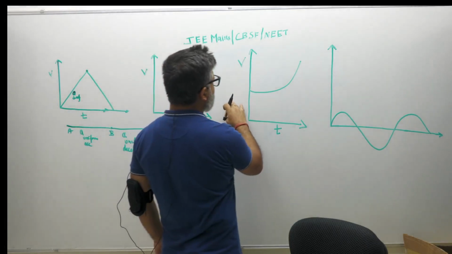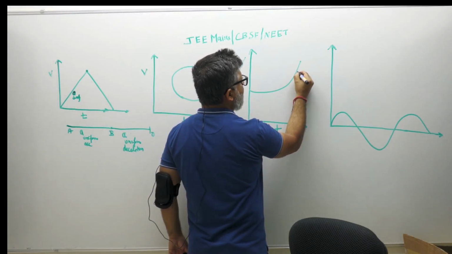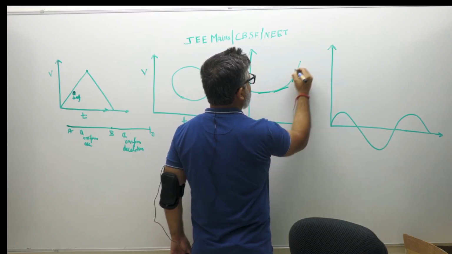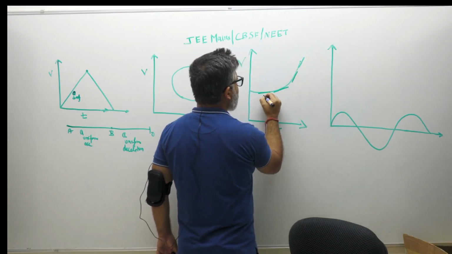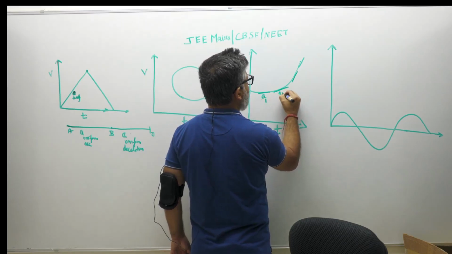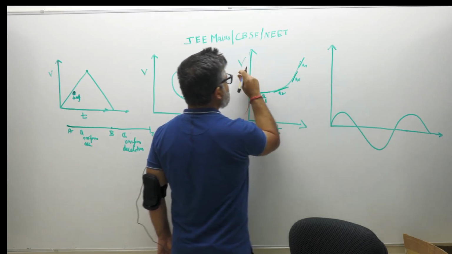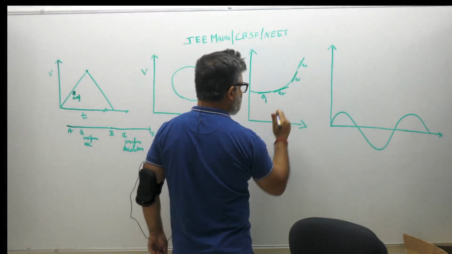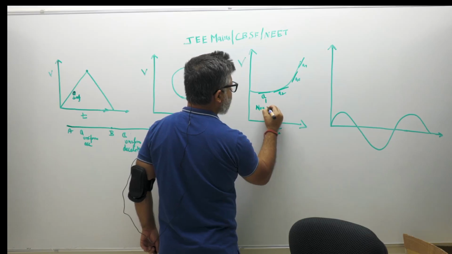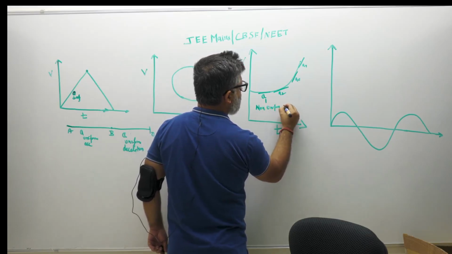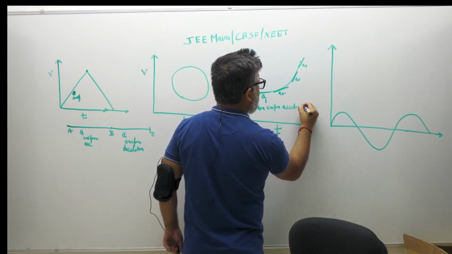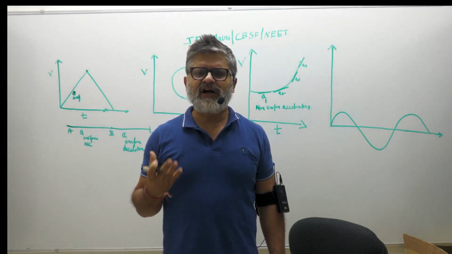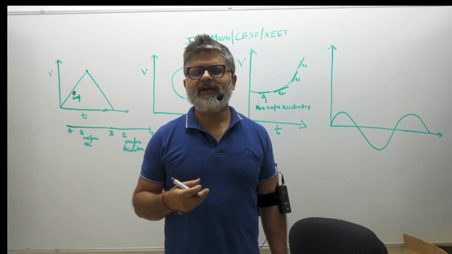If I see this figure, I can draw a slope here, and here, and here, and here. So everywhere I have a new acceleration, A1, A2, A3, A4. So these are VT graphs, all of them, right? In this motion, what I see is non-uniform accelerated motion.